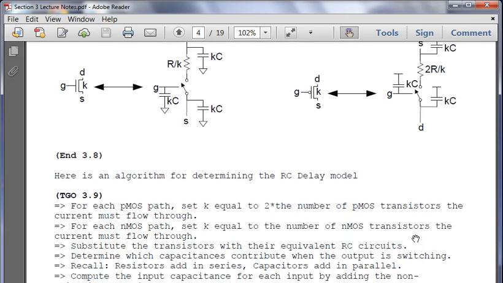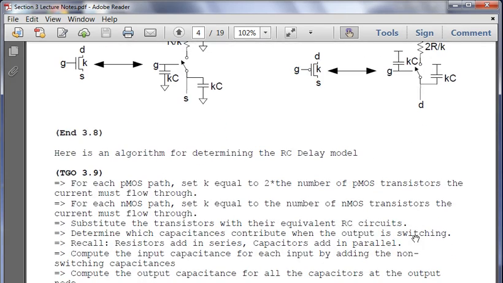So I have a brief little rule of thumb that would be good for you when you do your exam. You can refer to this as you're working through it. The first one: for each PMOS pass, set K equal to 2 times the number of PMOS transistors the current must flow through. So for a NOR gate, 2 times 2 is 4. Same thing with NMOS: set K to 1 times the number of transistors. So here, 1 times 2 is 2 for your NAND gate.